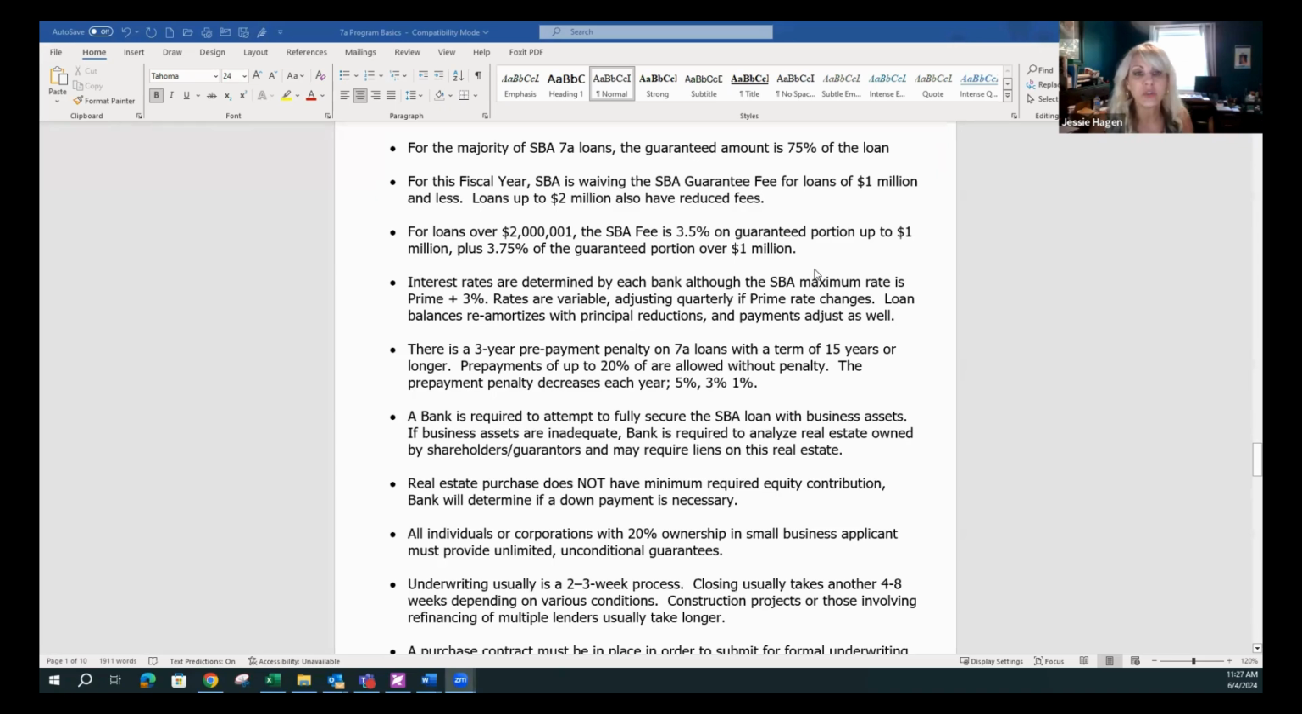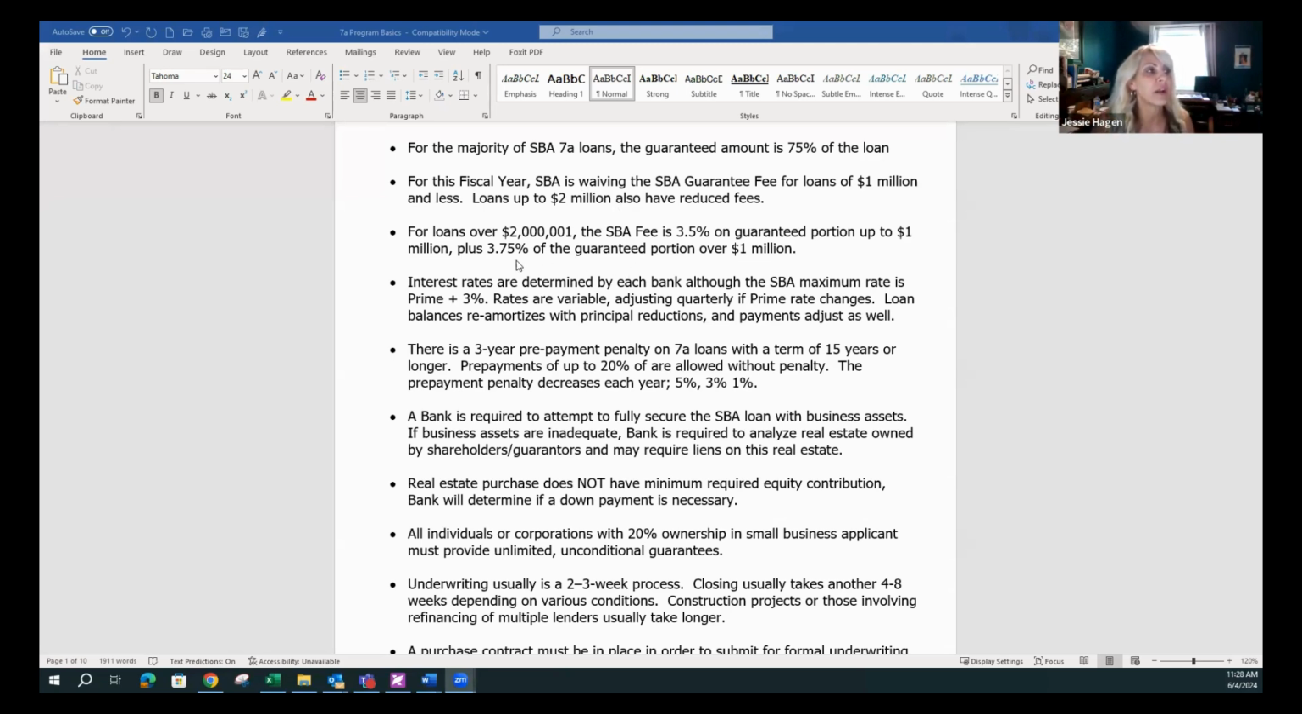For this fiscal year through the beginning of September, the SBA is waiving the SBA guarantee fee for all loans that are $1 million and less. This is a pretty big deal. A lot of times one of the reasons that we bankers try to avoid the small loans is because smaller borrowers are more sensitive to all the fees associated with the transaction. This year, the fact that they don't have any for up to $1 million, I've done a lot more small loans. A lot of them are $600,000, $700,000.